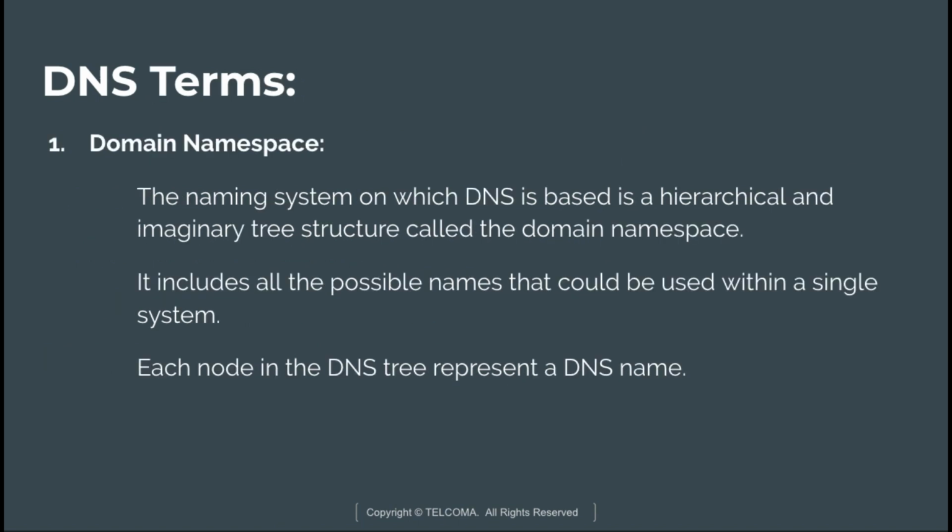After that, the next part is the terms that are associated with the DNS. So the very first term is the domain namespace. The naming system on which DNS is based is a hierarchical and imaginary tree structure called the domain namespace. It includes all the possible names that could be used within a single system, and each node in the DNS tree represents a DNS name. So this is the form of a naming system in DNS, that is the domain namespace.